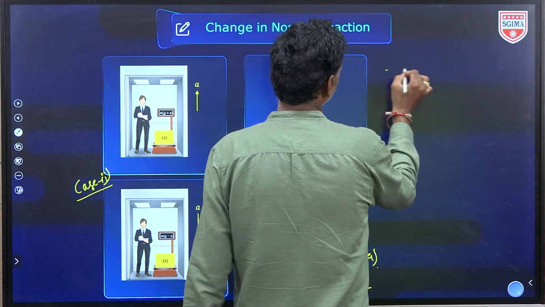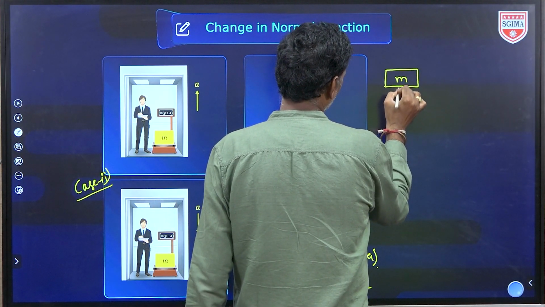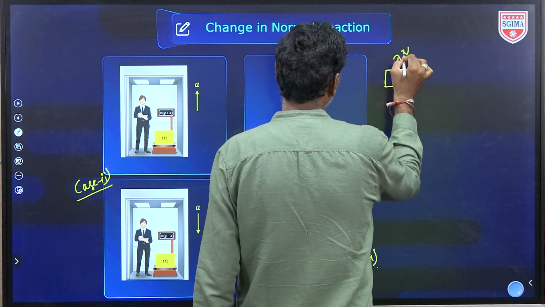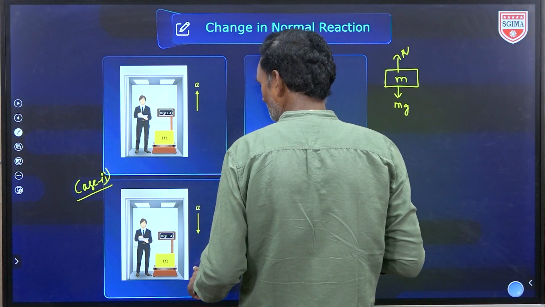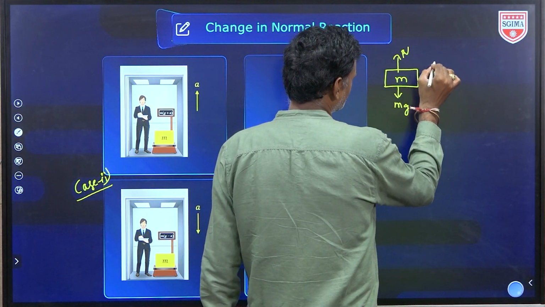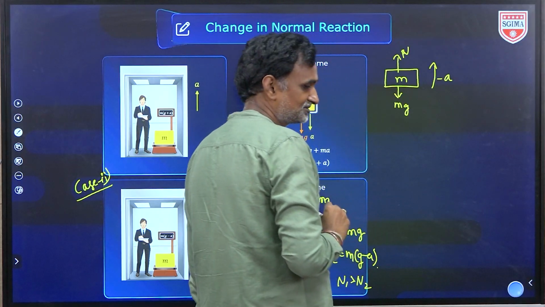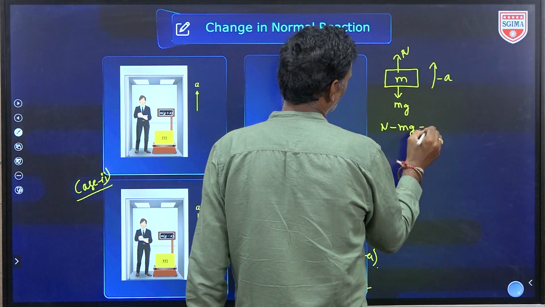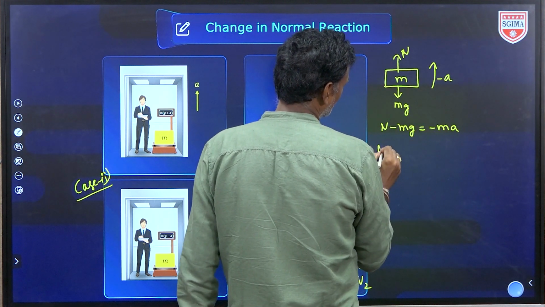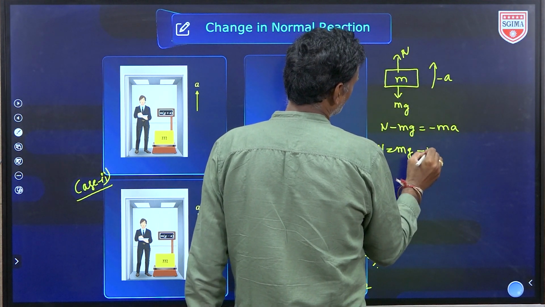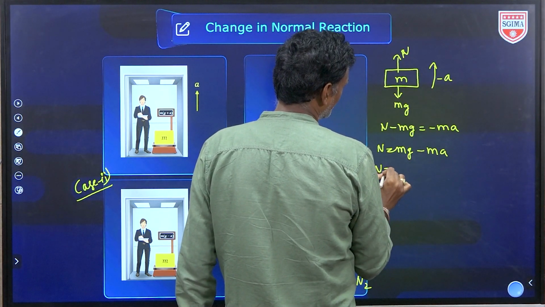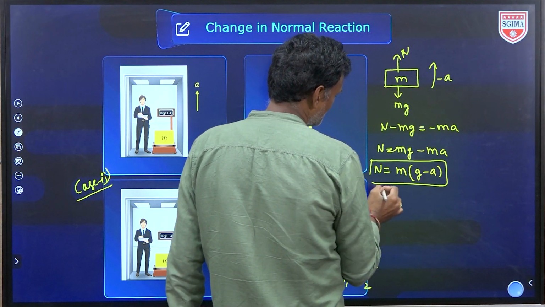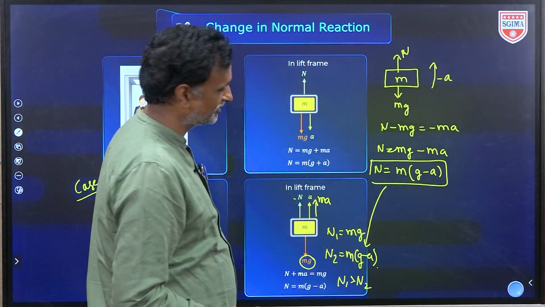Here, see, this is m and downward mg, upward the normal reaction, and it is moving downward with acceleration a. Suppose it is moving upward with retardation, minus a. So, we take n minus mg equal to minus ma, n equals mg minus ma, that is n equals m into g minus a. The same answer we got as in the earlier case.